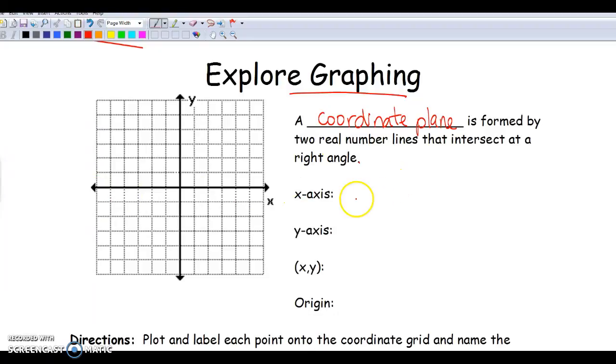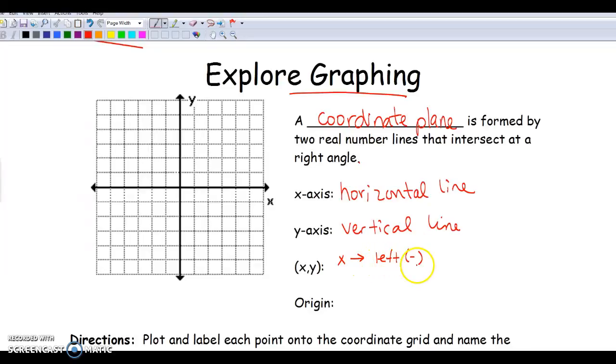You've got the x-axis, which is the horizontal line, and then you've got the y-axis, which is the vertical line. When you plot points, the first number is always x, the second number is always y. X will tell you to go left if it's negative, right if it's positive, and then y will have you go up if it's positive and down if it's negative. And the origin is right here where the axes intersect. That point is always 0, 0.